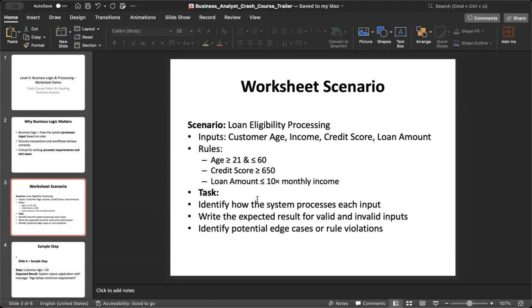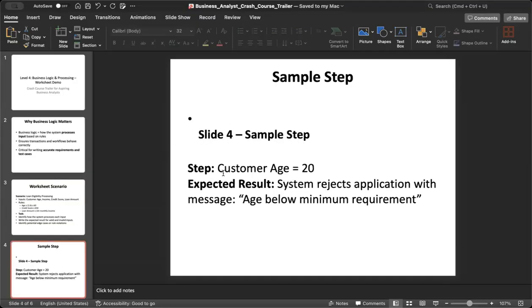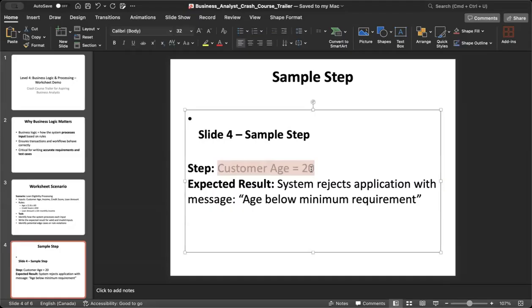So your task is to identify how the system processes each input, write the expected result for the valid and invalid inputs, and identify potential edge cases or rule validation. Because now we are adding all the layers you previously learned, like happy path and edge cases. Okay. Sample steps: customer age is one business rule. Expected result: system rejects the application with the message age below minimum requirement.